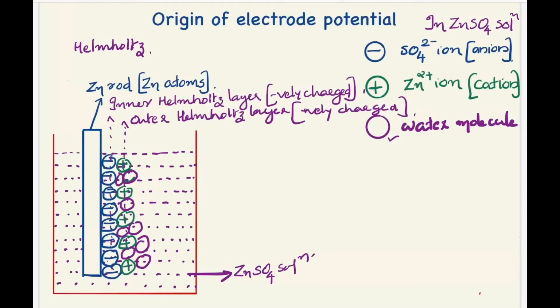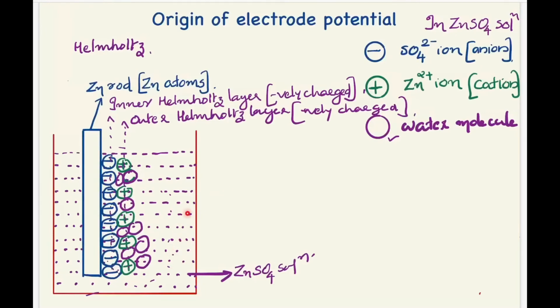How many layers got formed? 2 layers were formed. One is inner Helmholtz layer, which is a layer consisting of negatively charged sulfate ions. Just near to that layer, a positively charged layer formed due to the solvated zinc ions. Now the remaining portions in the zinc sulfate solution, the remaining zinc ions will be there, remaining sulfate ions will be there, but one difference, the concentration of the ions will be lesser compared to this area.